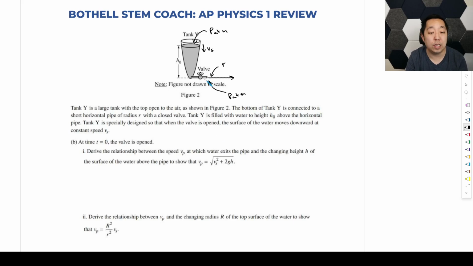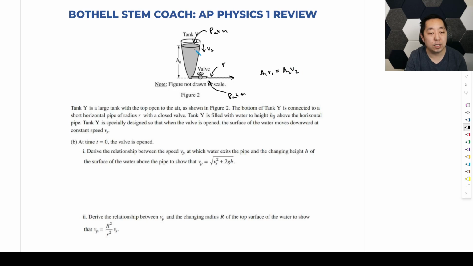So how are we going to relate the velocity from here to here? There's two things that we're going to ultimately look at. We're going to look at the continuity equation and Bernoulli, because it's dynamics, right? So let's take a look at the continuity equation first. Well, we don't know the area. We know the area of this guy, but we don't know the area of this thing. So that's going to make it really hard.